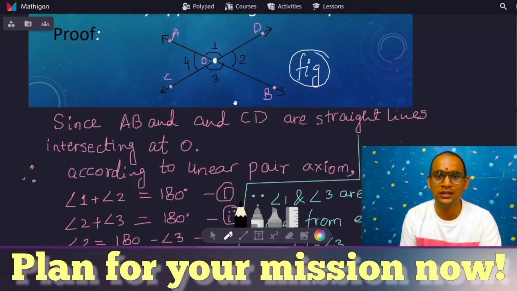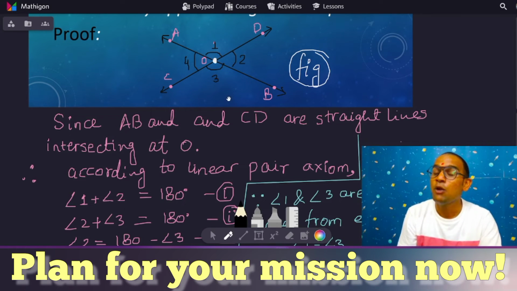Here comes the figure. As you can see, we have a line AB and line CD. They are intersecting at the point O, and here they form angle 1, angle 2, angle 3, angle 4. Now, 1, 2, 3, 4 are not the measures of the angles. They are the names of the angles here. Okay, please don't get confused with that. Now, here we have the figure. Let's try to understand how we prove it.